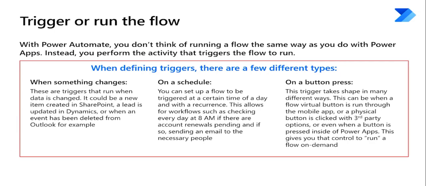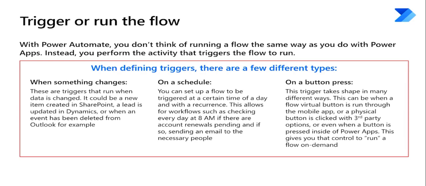We also can have a flow triggered on a schedule. You can set up that flow to be triggered at a certain time of day and even with a recurrence. So that means that you'll be allowed to create your workflows, like checking in every day at 8 a.m. if there are account renewals pending. And if so, sending an email to the necessary people.